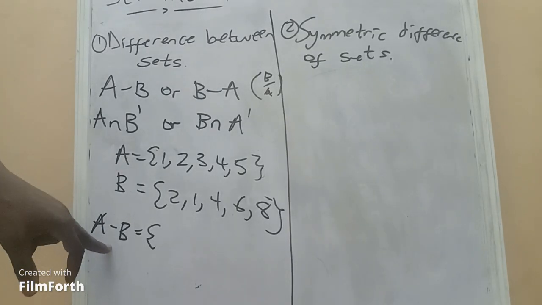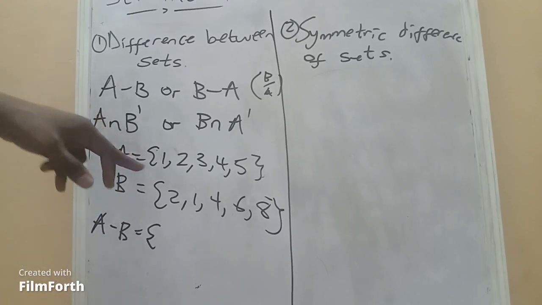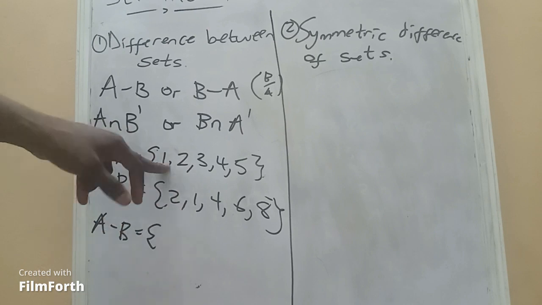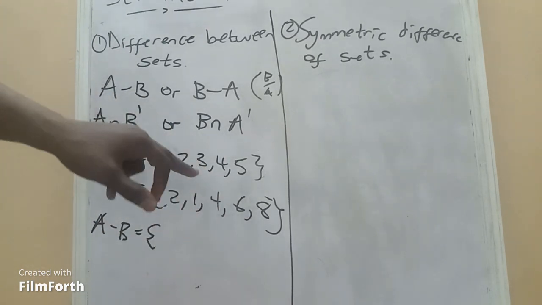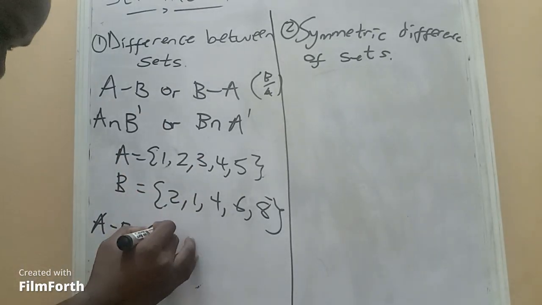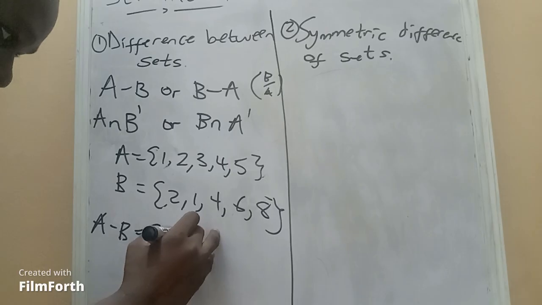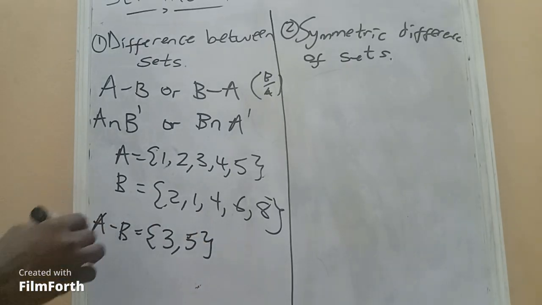A minus B means you want to take off the elements that are in B from A. You've taken 2, you've taken 1, you've taken 4. Nothing else is common. It means that 3 and 5 will be the answer for A minus B. 3 and 5 will be the answer for A minus B.